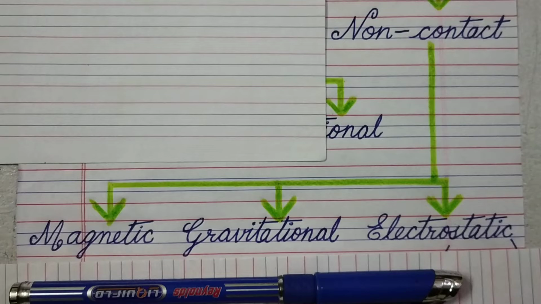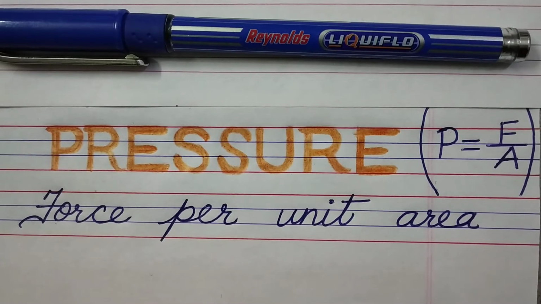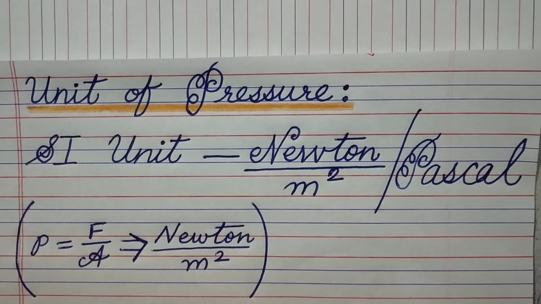This is due to electrostatic force. The next topic is pressure. Pressure is force exerted per unit area. So what is the unit of pressure?